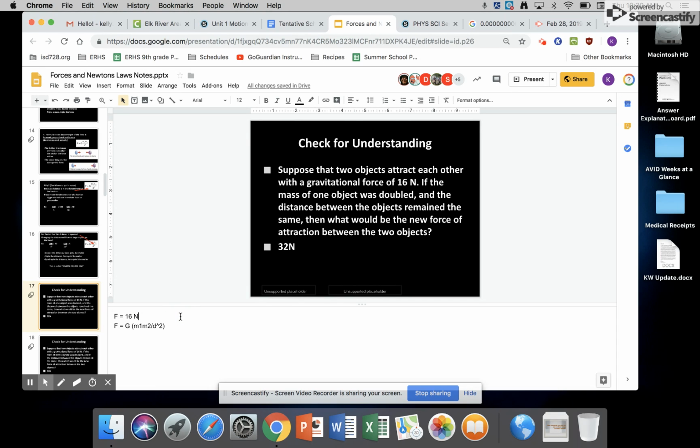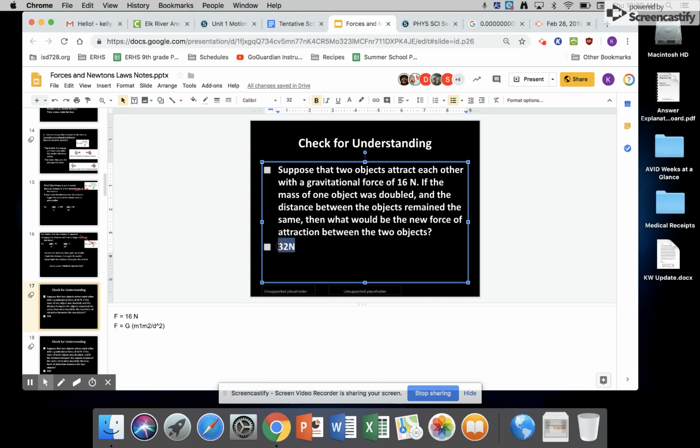We said that if you change just one of these, it's going to be a proportional change. So if you double one of them, it should double the force. If you quadruple one, it should quadruple the force. If you did that to both, it's obviously going to have an even greater impact. But in this case, we doubled one of the masses, and so what would that do to our overall force? It should double it. And so that's where we get that answer of 32 newtons.